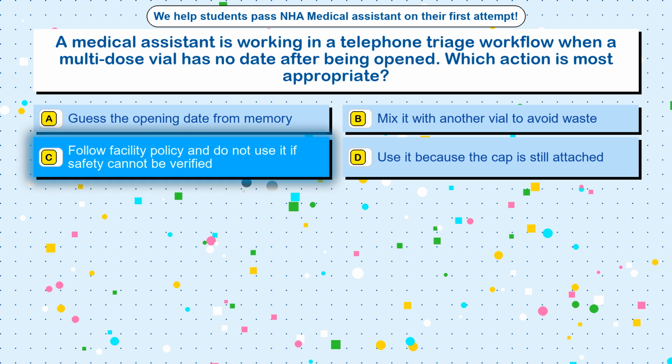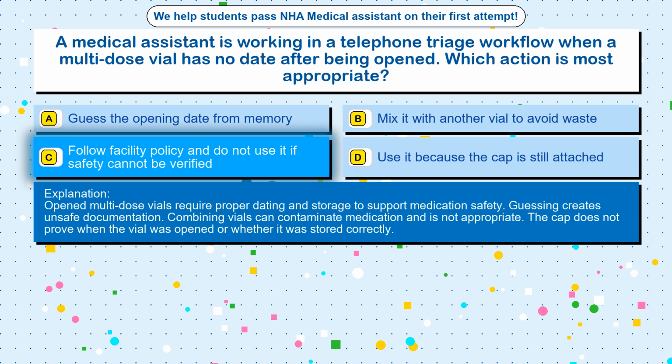The correct answer is option C. Follow facility policy and do not use it if safety cannot be verified. Opened multi-dose vials require proper dating and storage to support medication safety. Guessing creates unsafe documentation. Combining vials can contaminate medication and is not appropriate. The cap does not prove when the vial was opened or whether it was stored correctly.